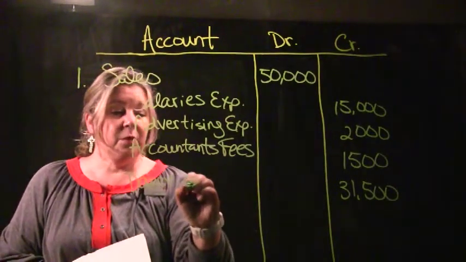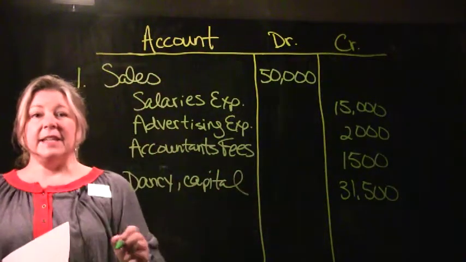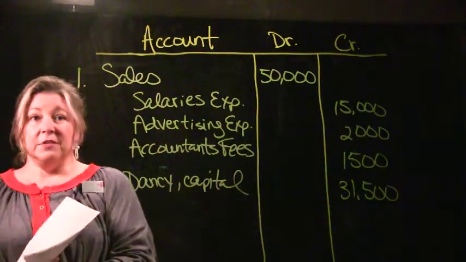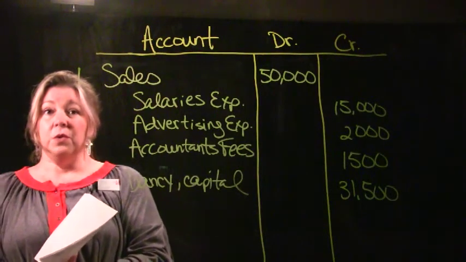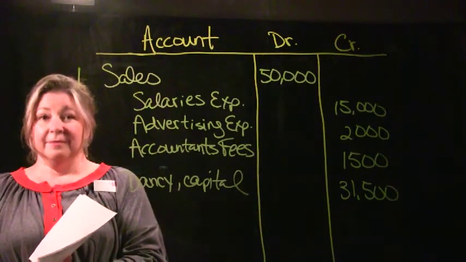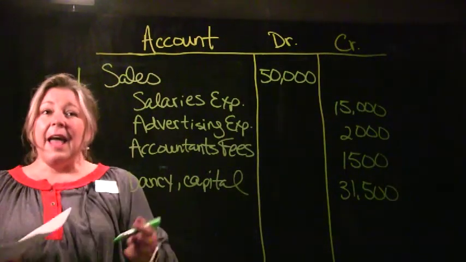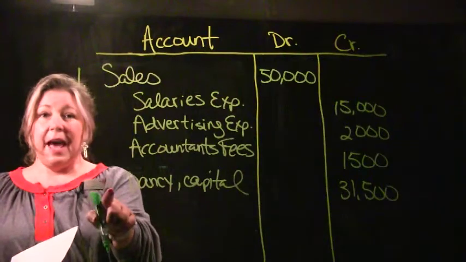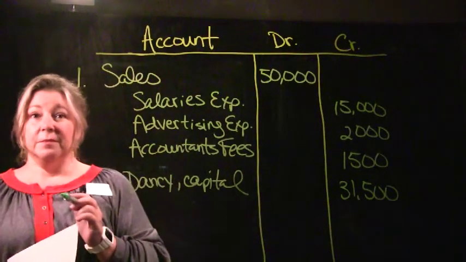And I guess since I'm the one up here writing, I get to be the owner. So Dancy Capital, $31,500. What does a credit do to capital? That's right, it increases it. So what am I doing? I am increasing capital by the amount of net income.